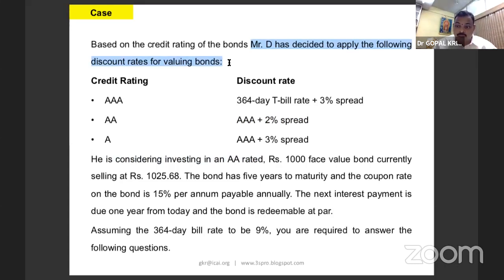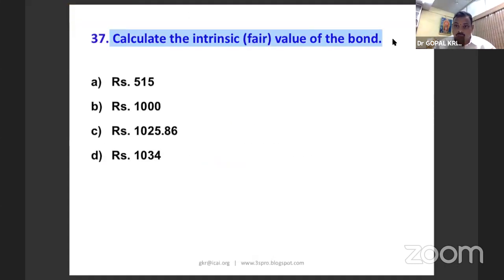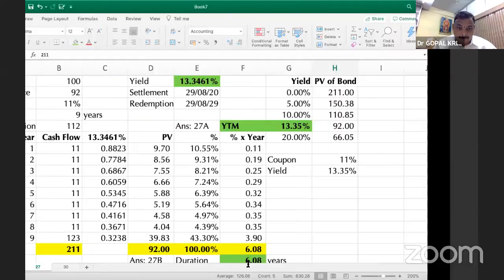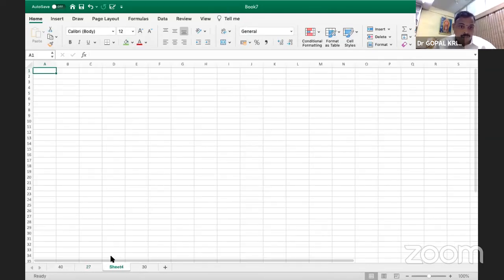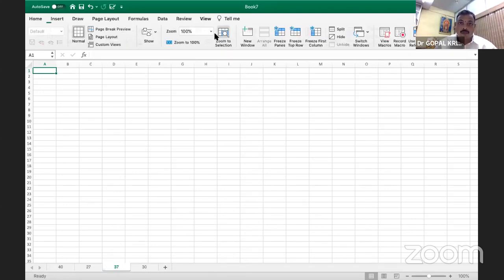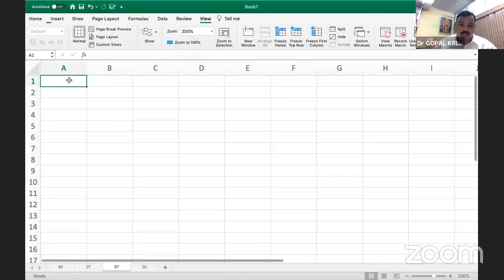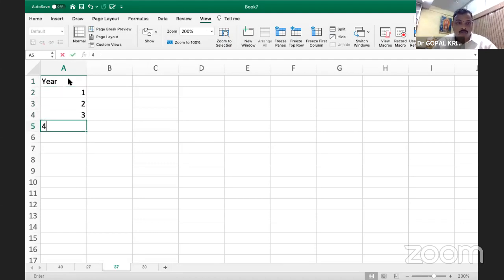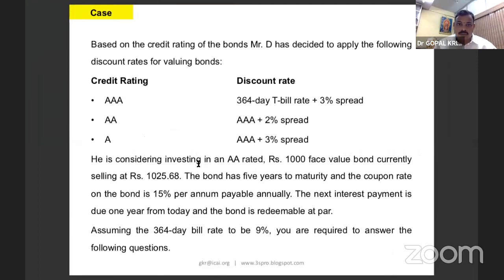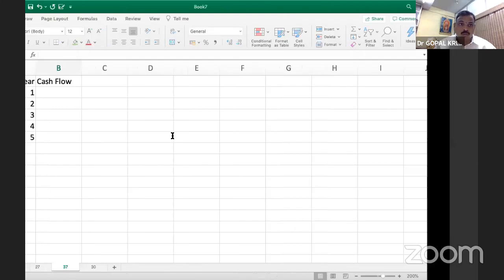Now how to find the value of the bond? Our question is 37. So here we have years 1, 2, 3, 4, 5. What is your cash flow? Your cash flow is at the 15% coupon rate, so 15% of 1000 is 150.